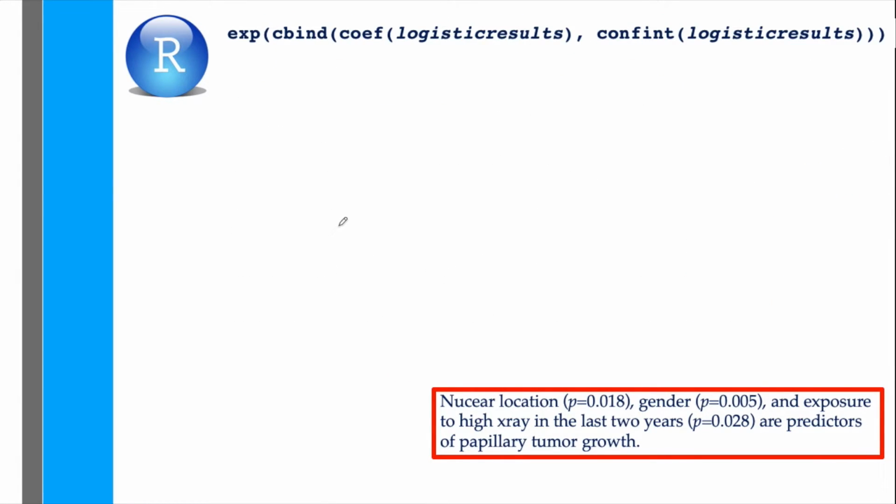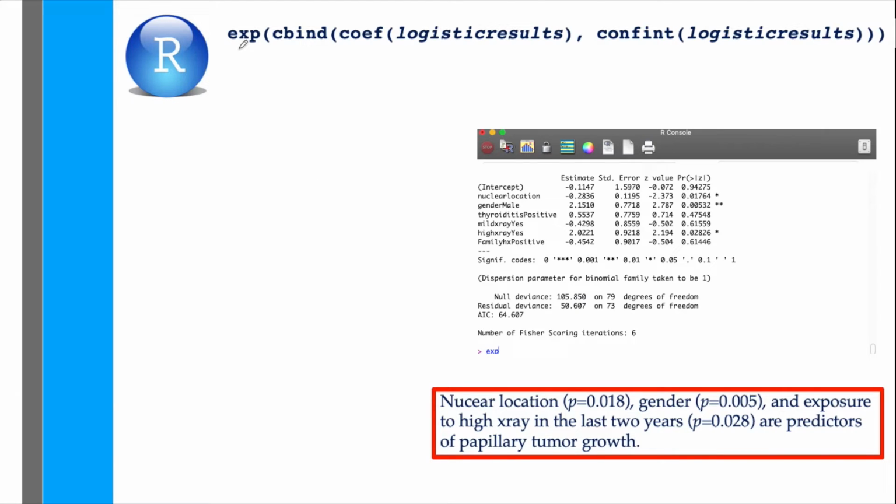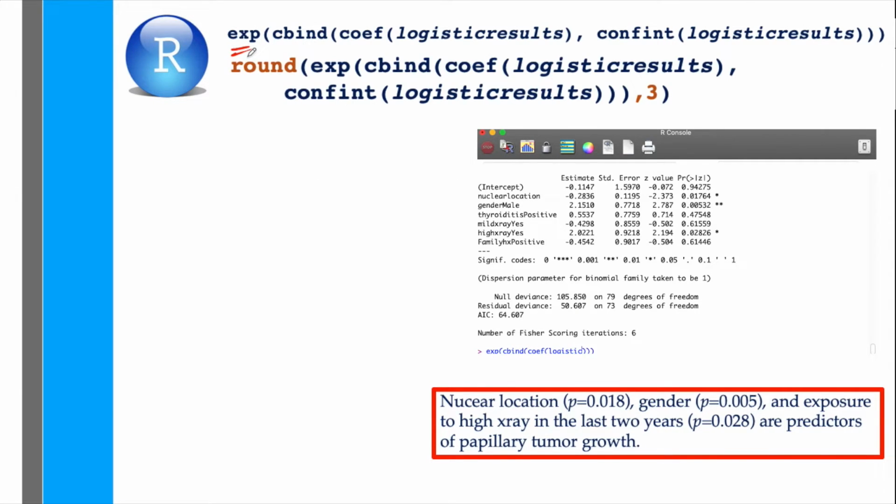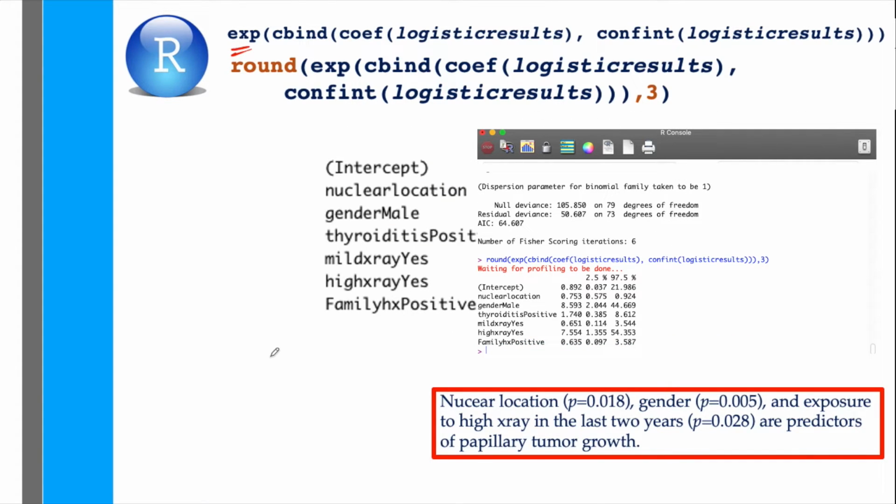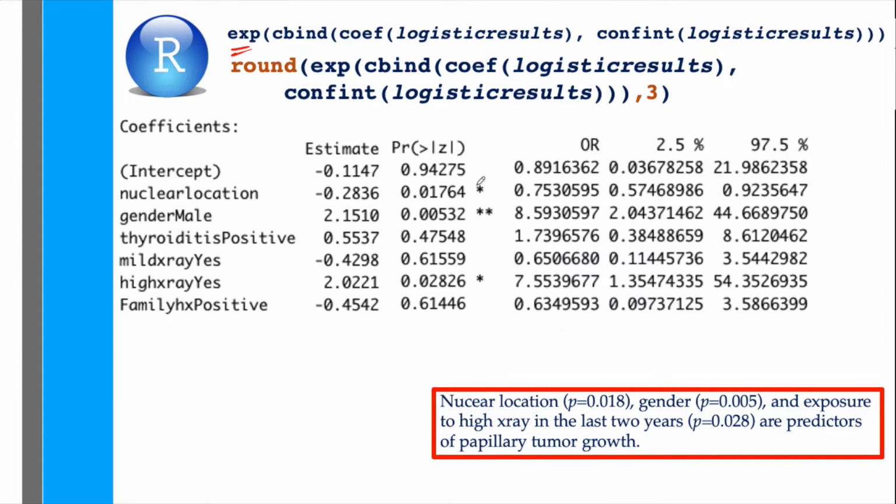Now, to display the odds, we're going to make use again of the exp function. We may round it off to 3 decimals. And we're going to have these results. So again, this tells us that nuclear location, gender, and exposure to high X-ray in the last 2 years are the predictors of papillary tumor growth.